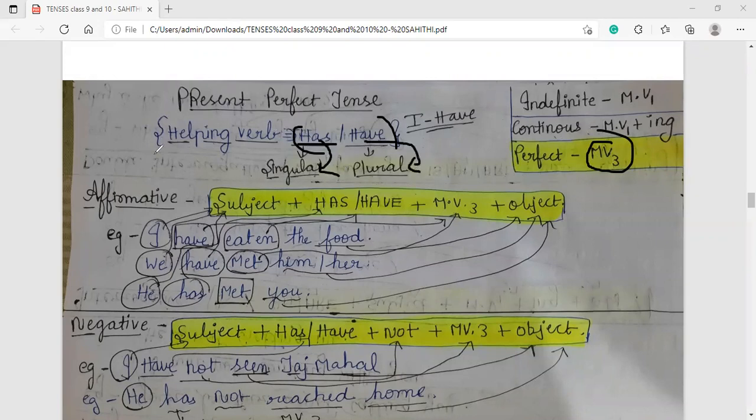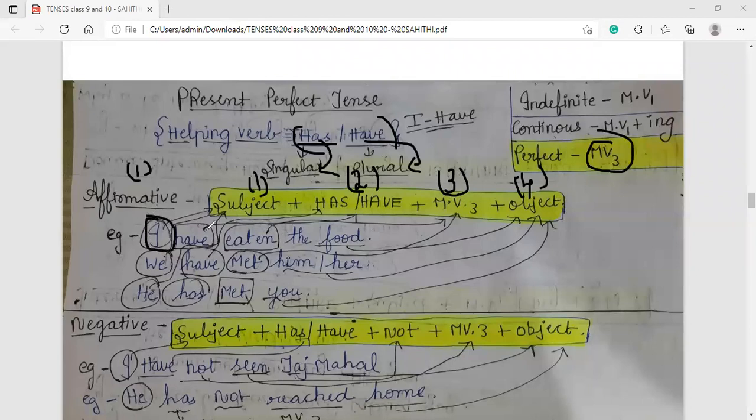Now affirmative, we will talk about the first form, that is affirmative. Affirmative, the same thing: subject plus helping verb plus third form of verb plus object. Subject is the first thing. Second thing is the helping verb. Third thing is the verb form, and fourth thing is the object. So subject plus has or have plus main form of verb plus object. Examples: I have eaten the food.